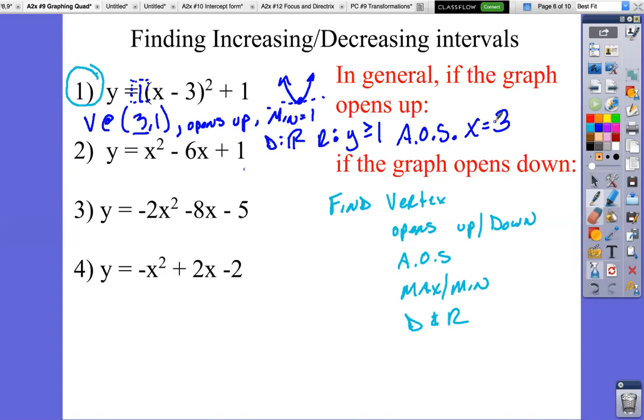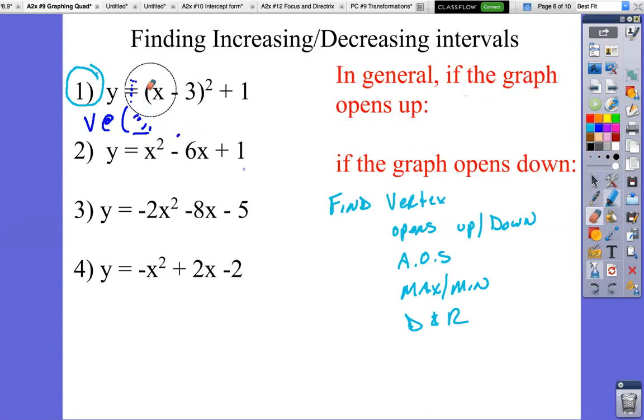I don't want to spend too much time on this. So let's just do number 2 and 3 real quick. And then we've really talked about a lot of stuff today. So take about a minute, not too much time, and I want you to find the vertex on 2 and 3. So find the vertex for 2 and 3 real quick. 1 minute, go.